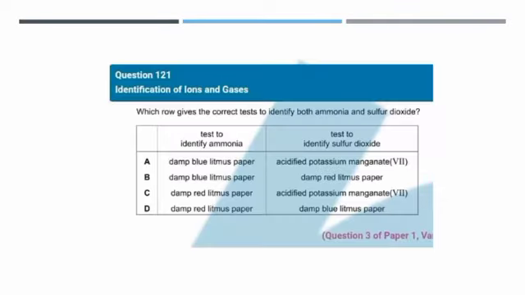Now, I have a question on identification of ions and gases. Which row correctly gives the tests to identify both ammonia and sulfur dioxide? For ammonia, we know that the damp red litmus paper is going to turn blue. And for sulfur dioxide, we know we're going to use acidified potassium manganate(VII). That is going to turn from orange to green. Okay, the answer is C, yes.